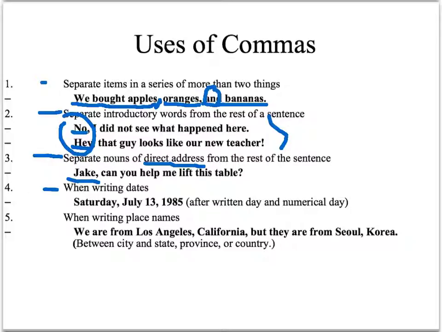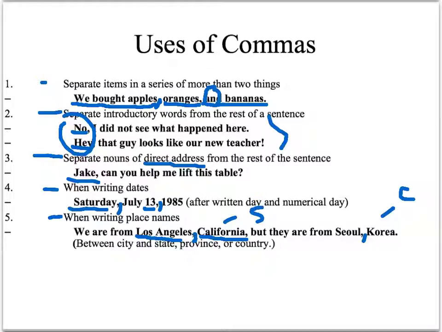The fourth item here is when you're writing dates. You put a comma after the written day and also after the numerical day. So Saturday, comma, July 13th, comma, 1985. Finally, and this is one of the more difficult ones, you put a comma between a city name and a state or province or country name. As in the examples here, we are from Los Angeles, comma, California, but they are from Seoul, comma, Korea. Korea being a country and California being a state.